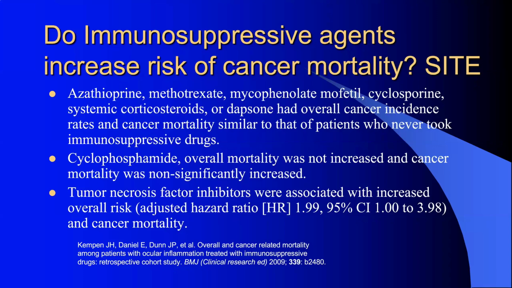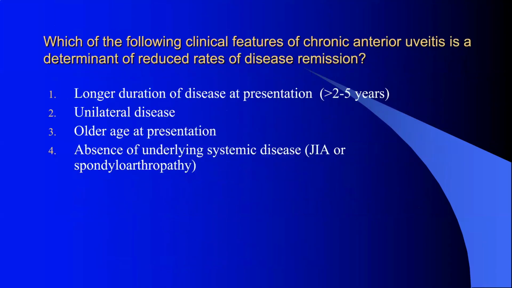Tumor necrosis factor inhibitors were, however, associated with a slightly adjusted overall hazard ratio about 2 times greater for overall risk and cancer mortality. So there is some increased risk of cancer mortality associated with tumor necrosis factor inhibitors like adalimumab and infliximab. Next polling question.